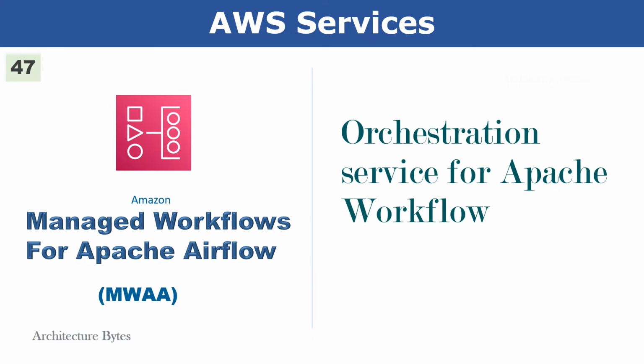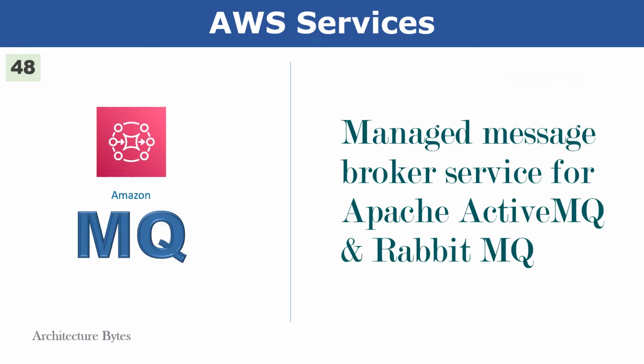Managed Workflows for Apache Airflow is an orchestration service for Apache Airflow to set up end-to-end data pipelines without having to manage underlying infrastructure for scaling, availability, and security. MQ is a managed message broker service for Apache ActiveMQ and RabbitMQ. Message brokers are provisioned, set up, and maintained by AWS, thereby reducing your operational responsibilities.